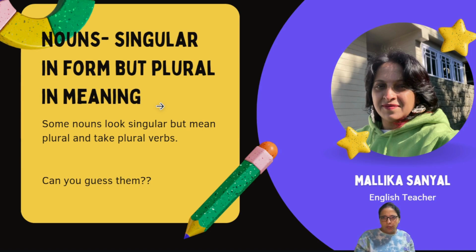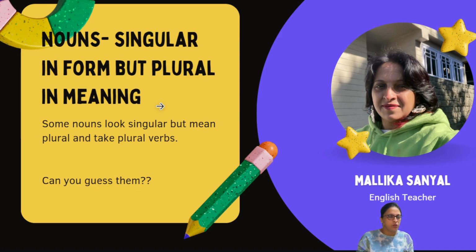Now we are going to talk about certain nouns which are singular in form but plural in meaning. That means exactly what we discussed earlier, the opposite of that. Earlier we discussed nouns that are plural in form but singular in meaning. Now we are going to discuss nouns that are singular in form but plural in meaning. Can you think of such nouns? And what do you think the verb would be? Shall we use a singular verb or a plural verb in such cases?